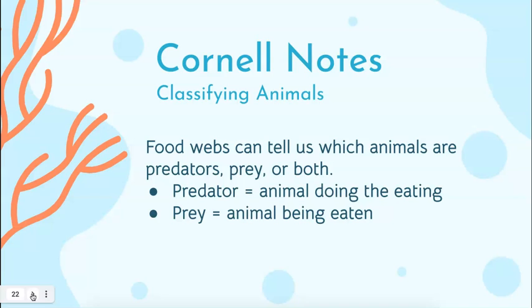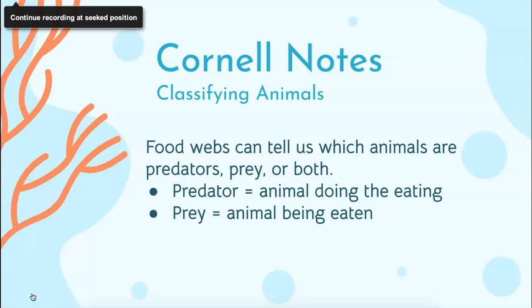Next page of Cornell notes. We're going to be working on classifying animals. So food webs can tell us which animals are predators, prey, or both. The predator is the animal that's doing the eating, and the prey is the animal that's being eaten.